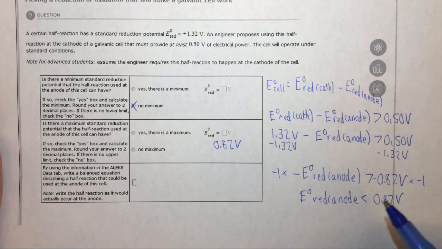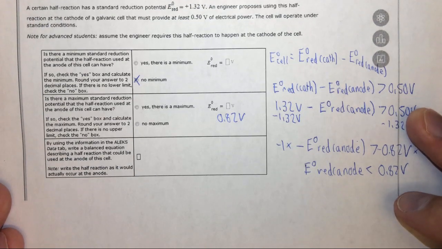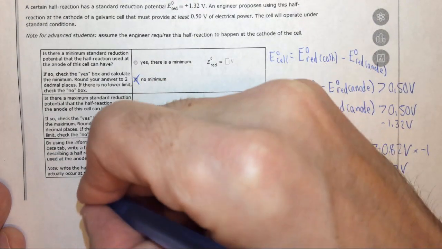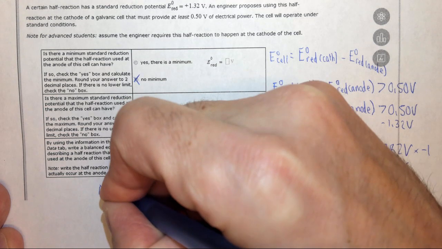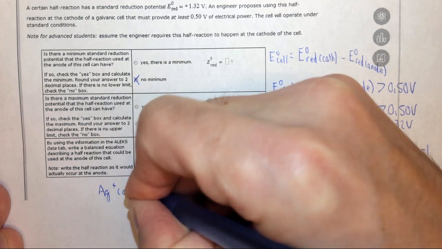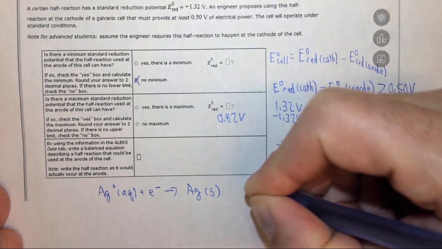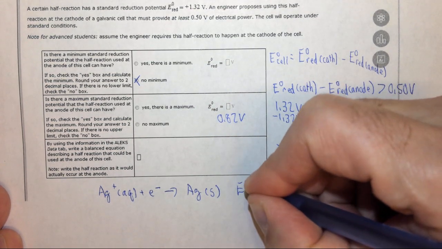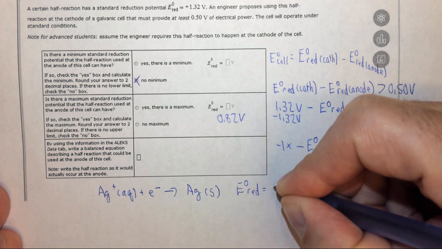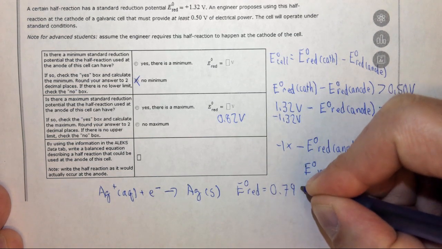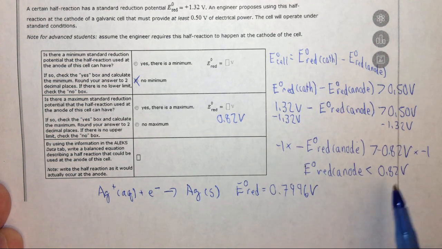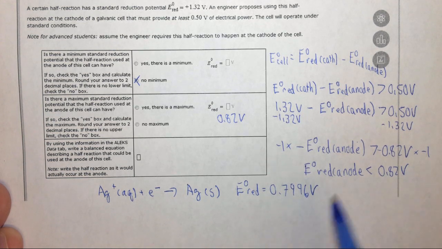Now we need to find a reaction where that's the case on the standard table. And there are lots, but one example is Ag plus aqueous plus an electron yields Ag solid. And this has a standard reduction potential of 0.7996 volts, which is less than 0.82. So this will give us at least the half a volt that we need.